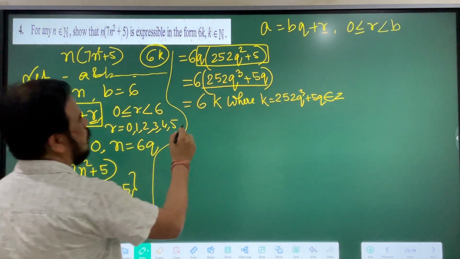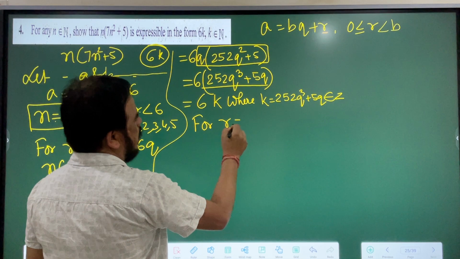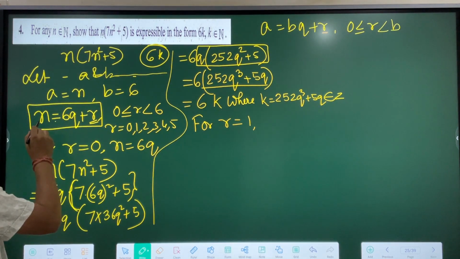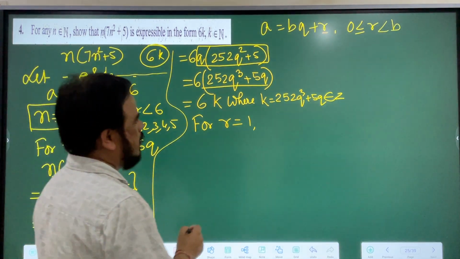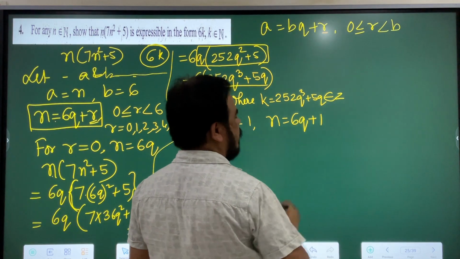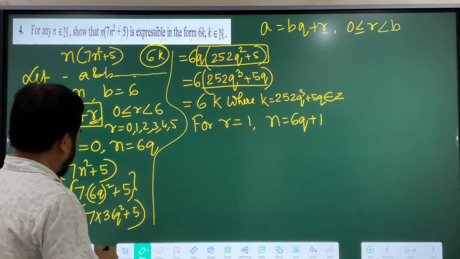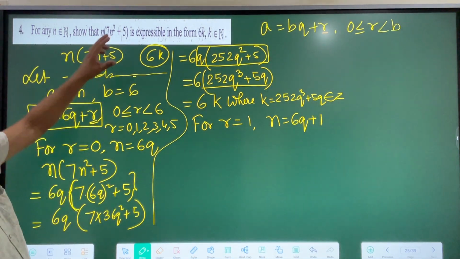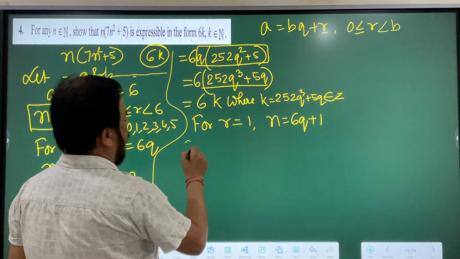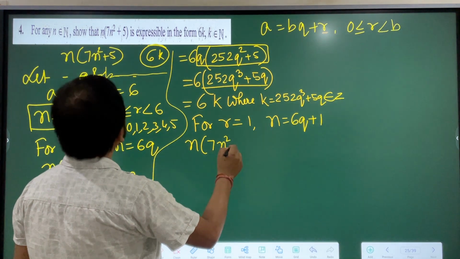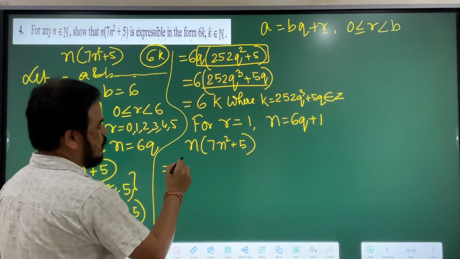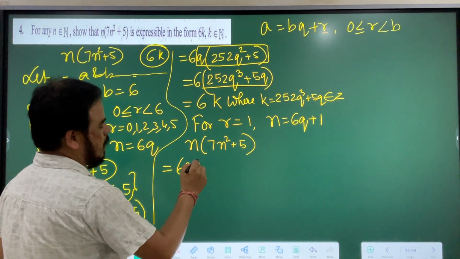Now r equals 1. So n equals 6q plus 1. Now this one we will add again. The term which is given in the question, we will add again for r equals 1: n into 7n square plus 5. Just to do the calculation, nothing else. In place of n, 6q plus 1.